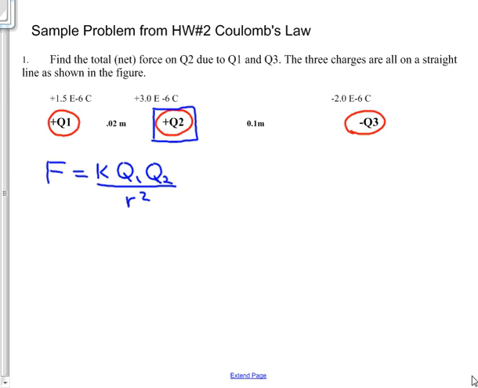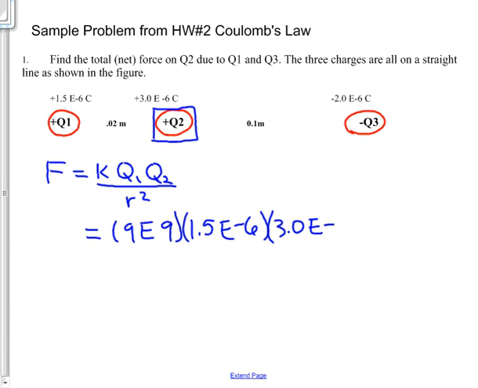So we start here with Coulomb's law, F equals K Q1 Q2 over R squared, and we're going to substitute in our values. Our value for K is always the same, 9 times 10 to the 9th. Our value for Q1 is 1.5 times 10 to the minus 6. Our value for Q2 is 3.0 times 10 to the minus 6. And the distance between these 2 charges is 0.02 squared.